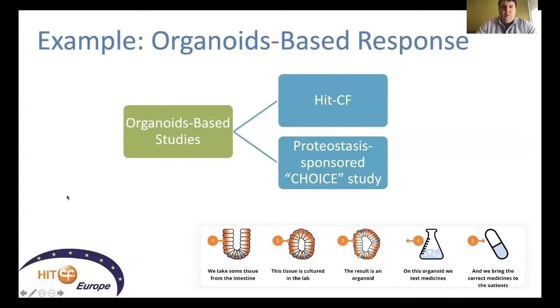In addition, organoid-based responsiveness is being tested in multiple studies, including the HIT-CF study, to optimize modulator development for patients with rarer type mutations. And so I would encourage you to continue following this data, especially as we emerge from the COVID-19 pandemic.